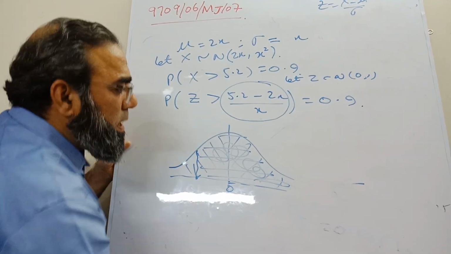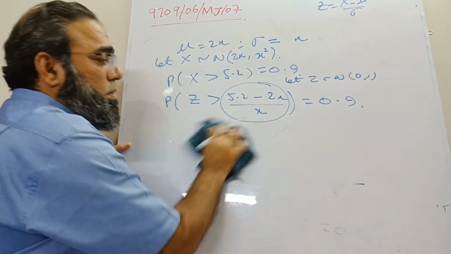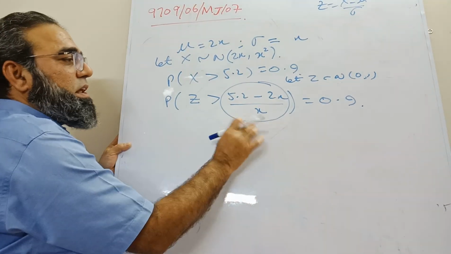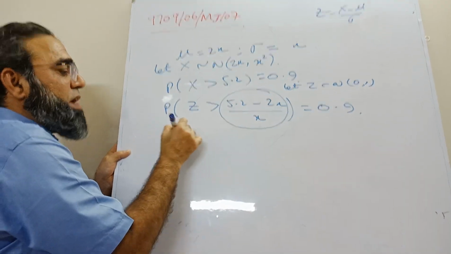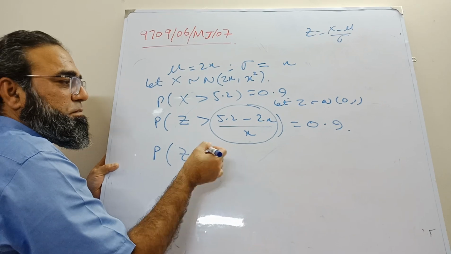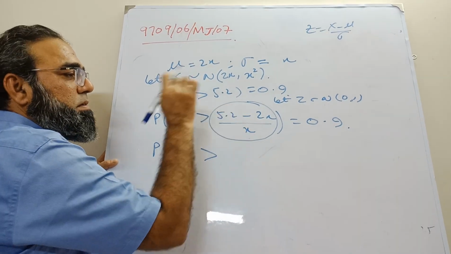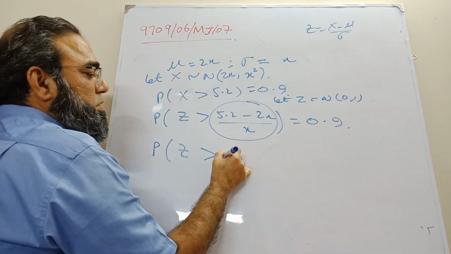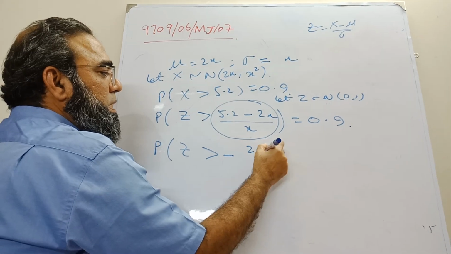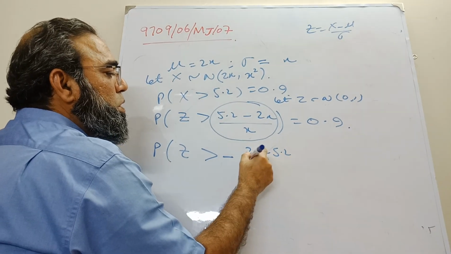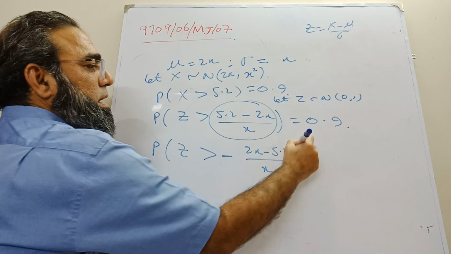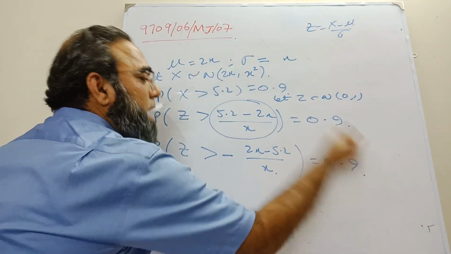As I showed you, this is basically a negative value. So we have to make it negative forcefully. So I'll take a minus common from here. This is going to be minus, this is 2x minus 5.2 over x, and this is equal to 0.9.